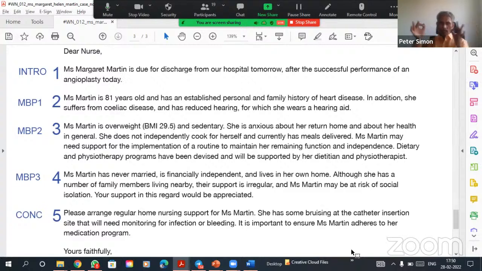Miss Margaret Helen Martin. Miss Martin, whose signs and symptoms are suggestive of, or who has signs and symptoms suggestive of something. The next one, these are only signs and symptoms. Number one, only signs and symptoms. Next one is who presented with the complaints of, or who presented with the symptoms of. Number two.